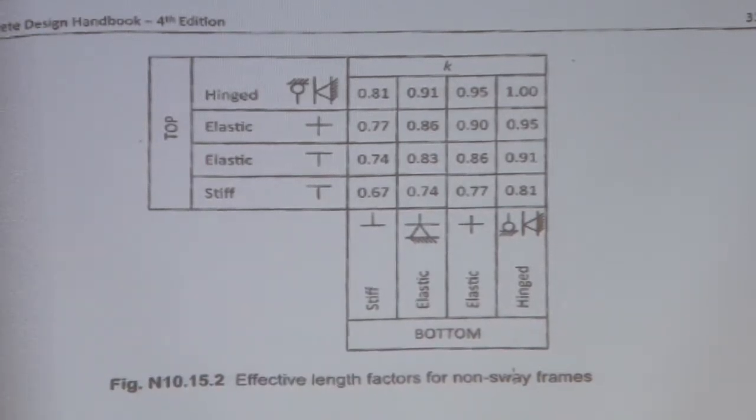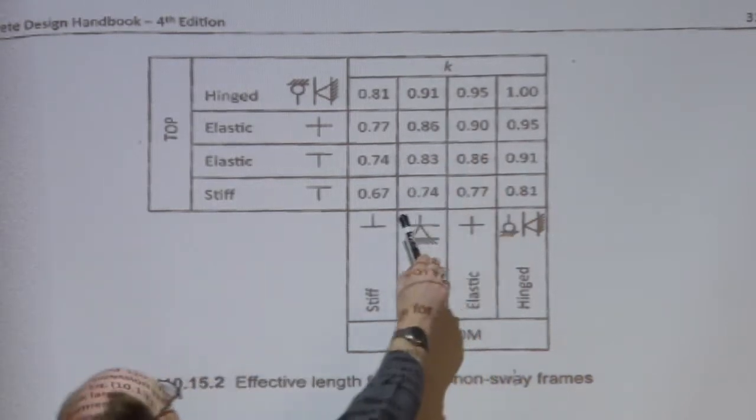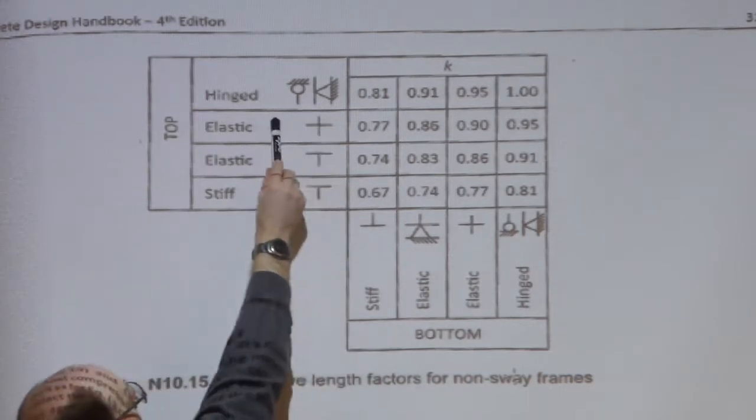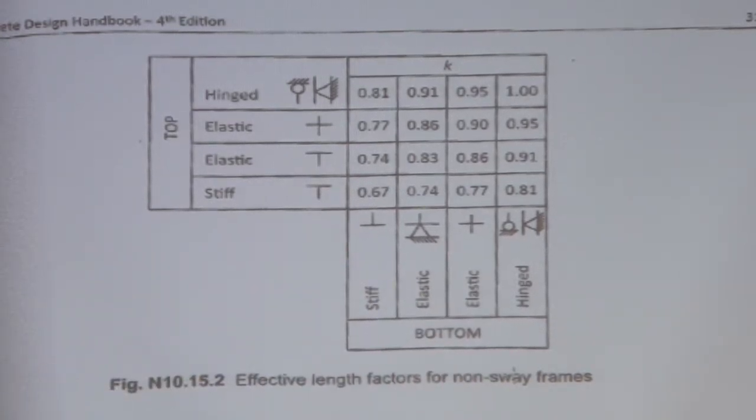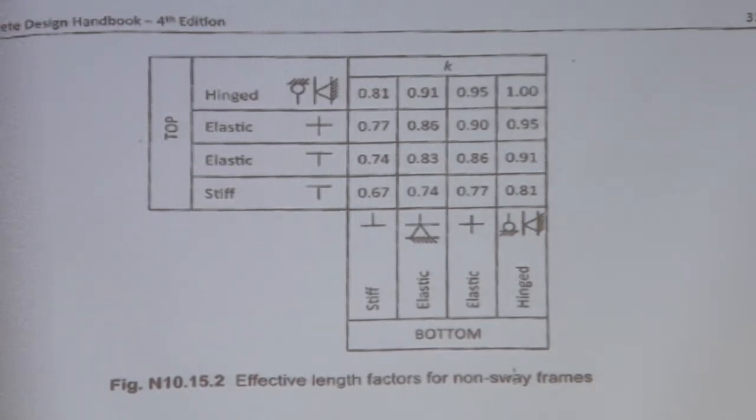Again, most things are not pure pin-pinned or pure fixed, but they're somewhere in the middle. So somewhere in this range here is kind of what we're typically using. So what we've got here, when they use the term elastic, is that the section properties or stiffness between the beam and the column are approximately equal.